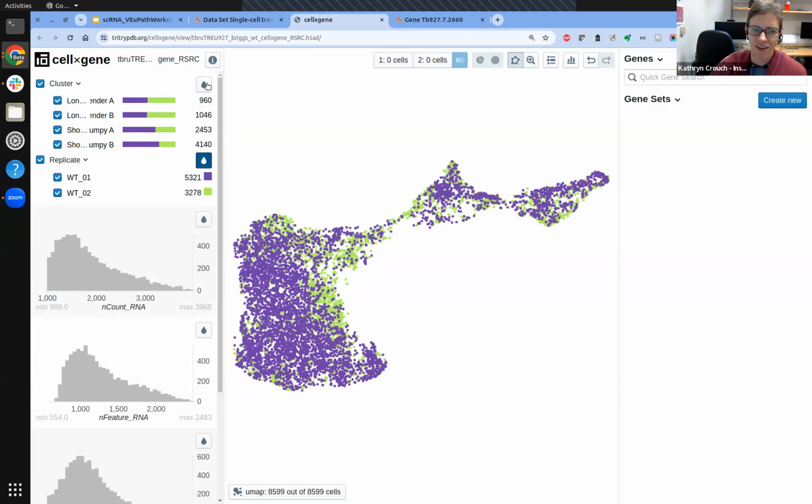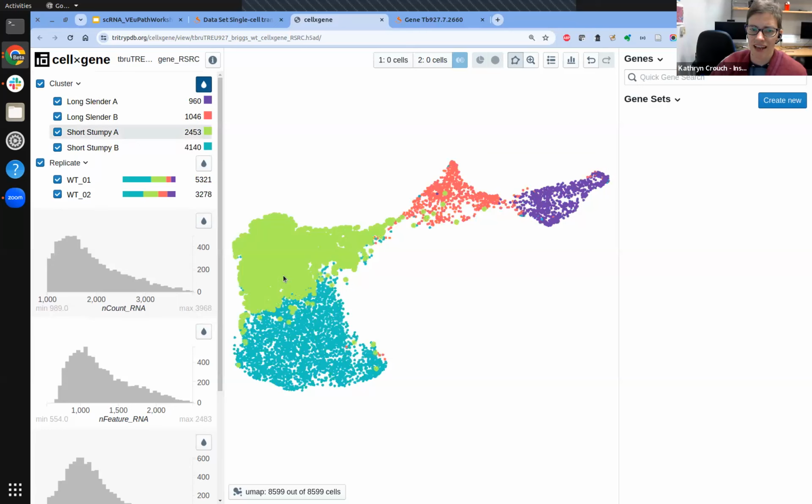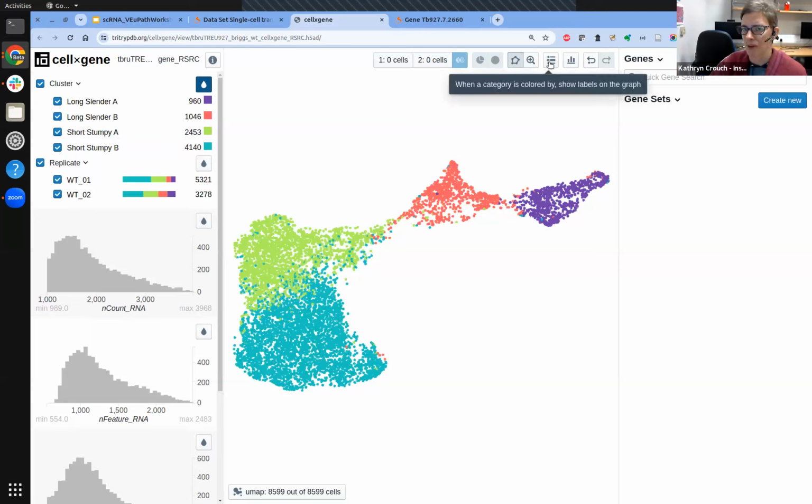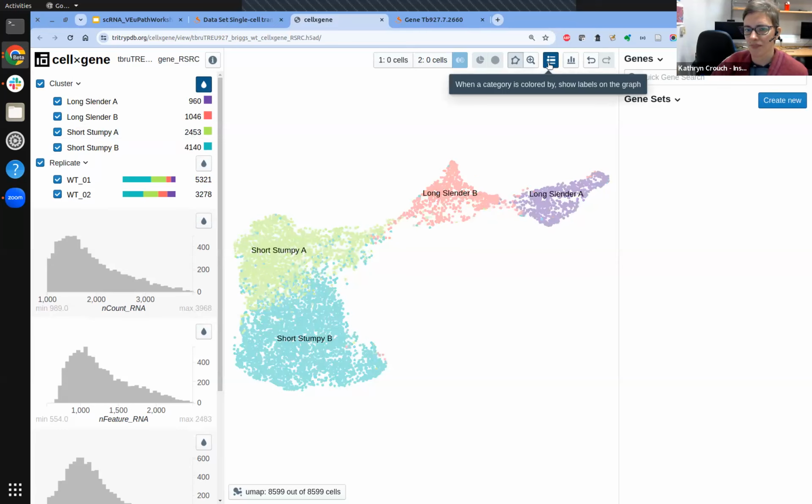And again, I can click on the droplet icon and now this UMAP is colored by the different clusters. And just to make it easier for me to see what's what, I can also add the names using this button up here. So in this particular experiment, the authors were able to look at the genes that were highly expressed in each of these clusters and decide what the clusters could be.